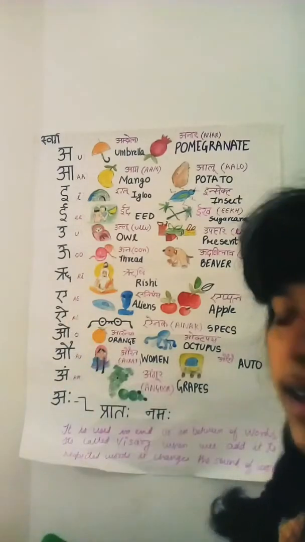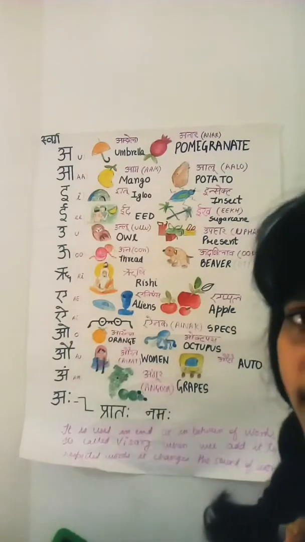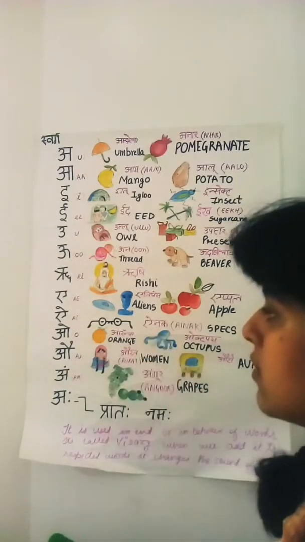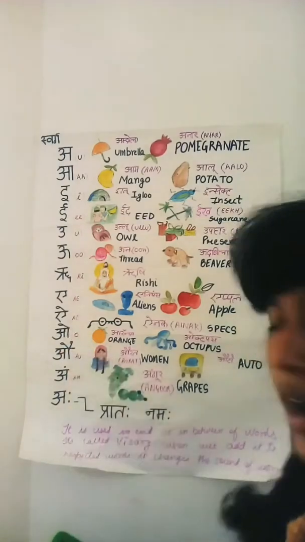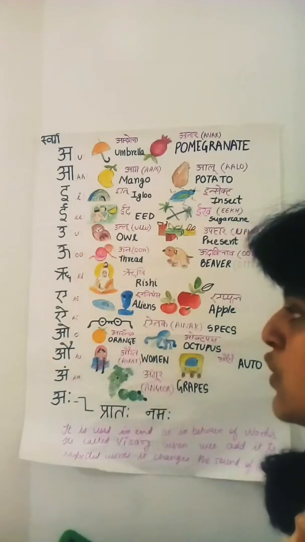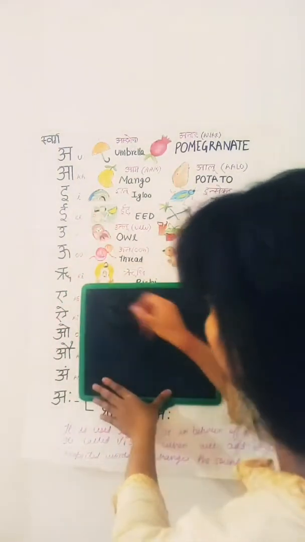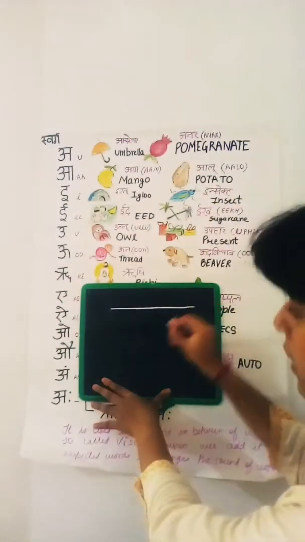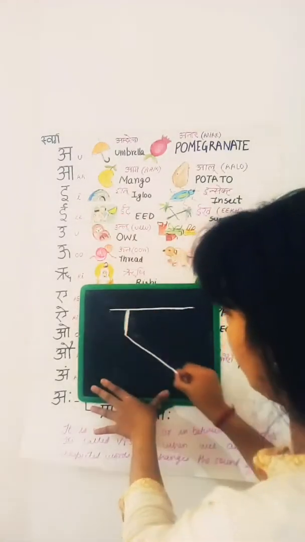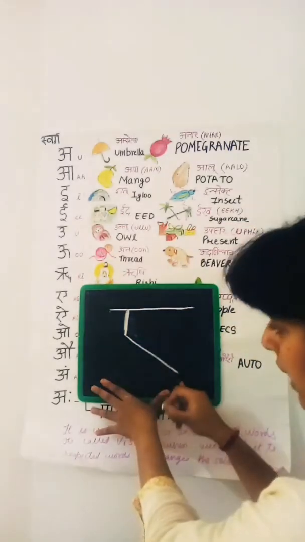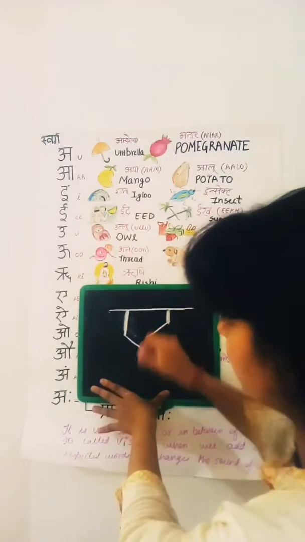I. I for Anak. So how do we write I? First, we make a horizontal line. We make a small line like this. Then we turn the line down and make a diagonal line. And then we make a small line like this, and then we turn it around.